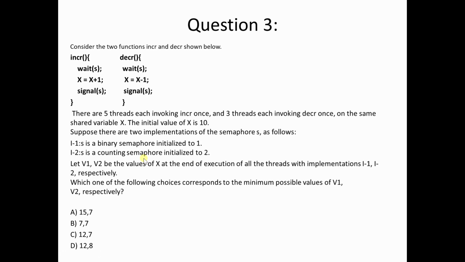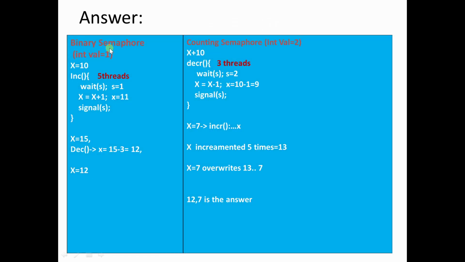So let's calculate. It looks somewhat difficult, but once you calculate step by step, it will be easier. Let's do it. The process is doing both the binary semaphore and the counting semaphore. The initial value of the binary semaphore is 1 and of the counting semaphore is 2, and x is equal to 10. For increment, 5 threads are there, and for decrement, 3 threads are there.